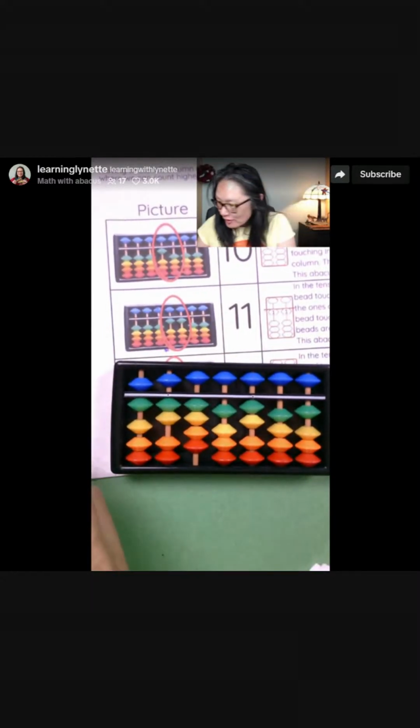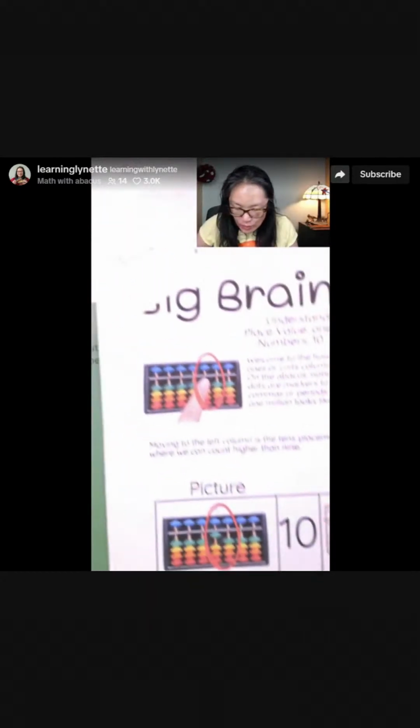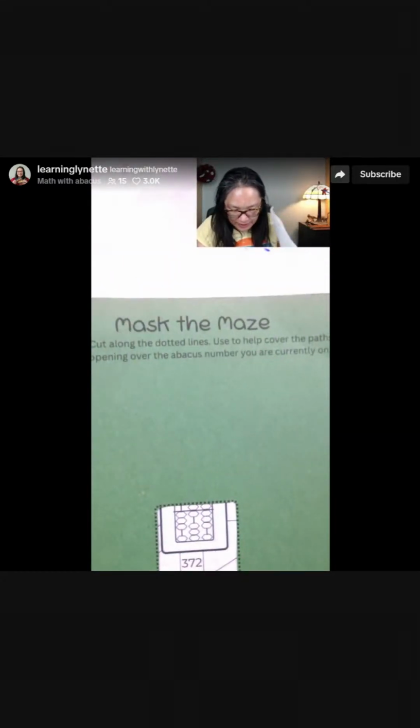Okay, so what are we going to do now? What we're going to do is understand how to move the beads. We understand how to read the beads. Now we're going to a point where we need to understand how to move the beads.